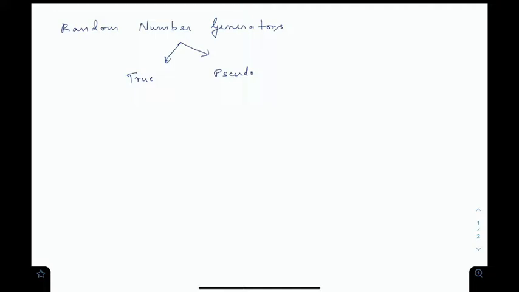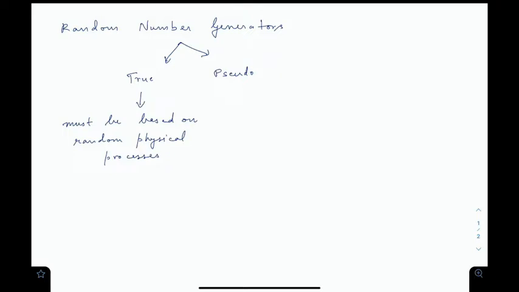Now, those belonging to the first category, they must be based on random physical processes. So, example could be potential across a resistor which arises from thermal noise, the time between the arrival of two cosmic rays, or the number of radioactive decays in a fixed time interval. But the problem with such generators is that they are very slow, and by their very nature, they are not reproducible.